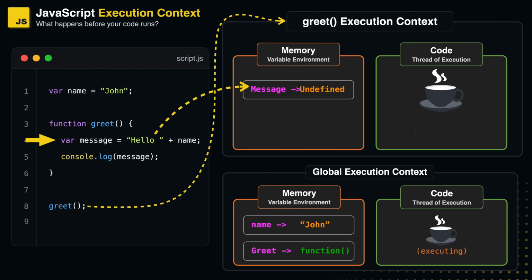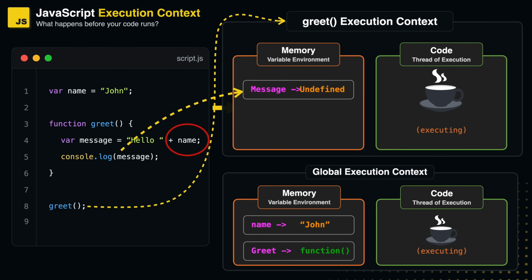Now the function memory is ready, so JavaScript enters the execution phase inside the greet function. JavaScript runs the first line inside the function. JavaScript needs to create the value for message. The first part is simple, but then JavaScript sees name. Now JavaScript has a question. Where is name? It first looks inside the current function context. Inside greet, we have message, but we don't have name.